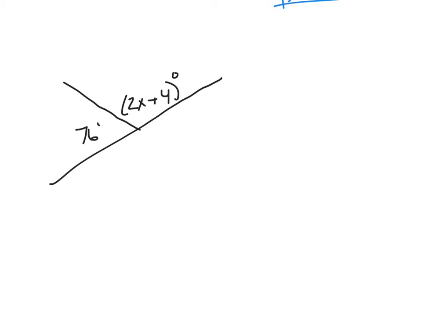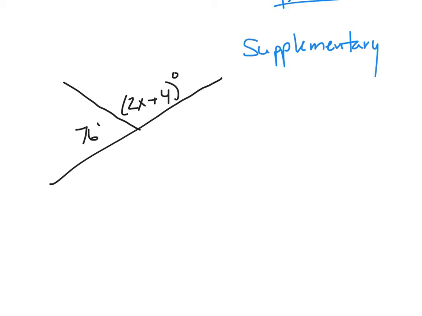All right, last problem. These two angles form a straight line, or it's much more straight in the book than what I drew here. And we know a straight line is 180 degrees, and these then are called supplementary. So that means 76 degrees plus this angle 2x plus 4 will equal 180.